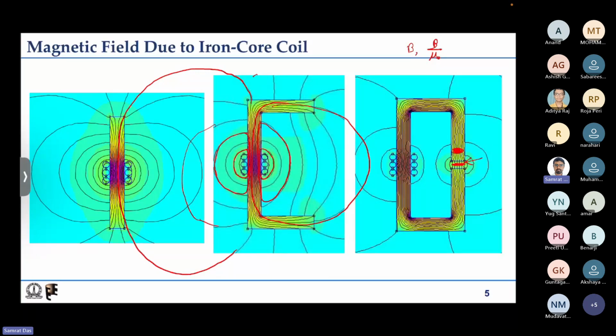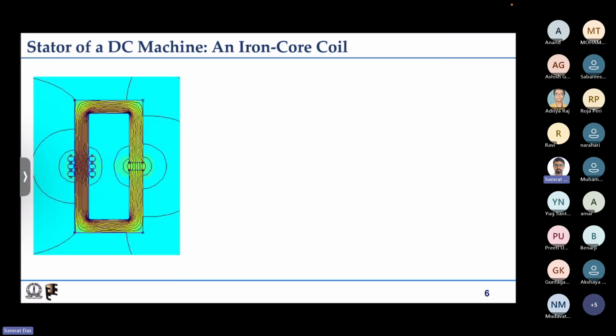So you have very significantly high H, high magnetic field intensity in this zone, which enables us to store a lot of energy in the air gap, which is of benefit to us. That is why most of the magnetic circuits, like air inductors or electric machines, we generally keep a very small air gap.